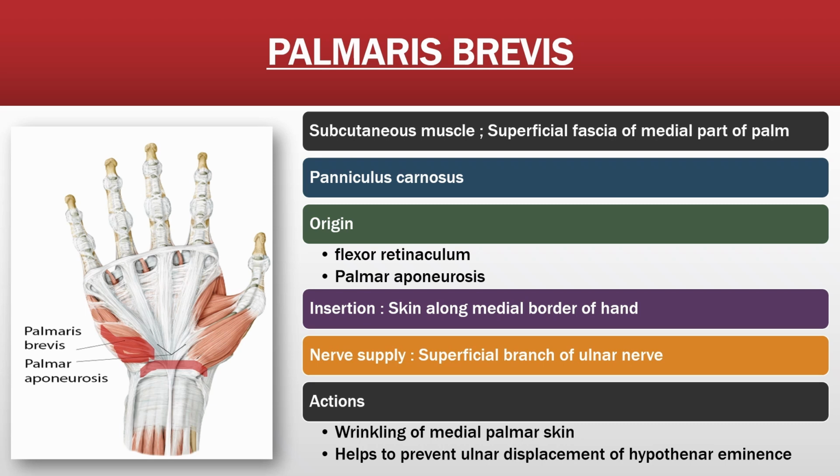Then we have the nerve supply, which is by the superficial branch of the ulnar nerve. The action of this palmaris brevis is to wrinkle the skin. Since it is attached to the skin, the contraction of this muscle will help in wrinkling of the skin, and obviously it will provide the grip, and it will also help in preventing the ulnar displacement of the hypothenar muscles. So it is present on the hypothenar aspect. This is the hypothenar aspect of your palm. Okay. So when you dissect the hand, on this surface you will find the palmar aponeurosis just beneath the skin.